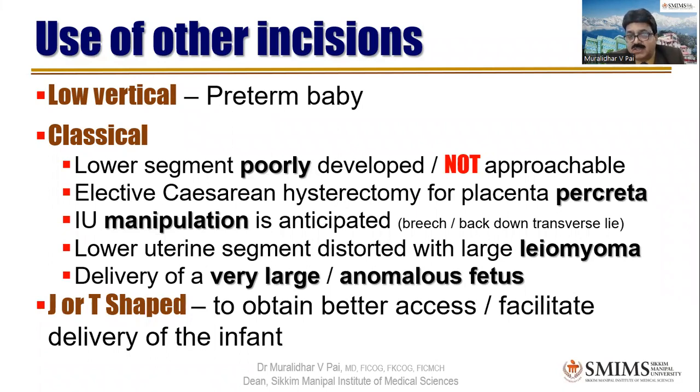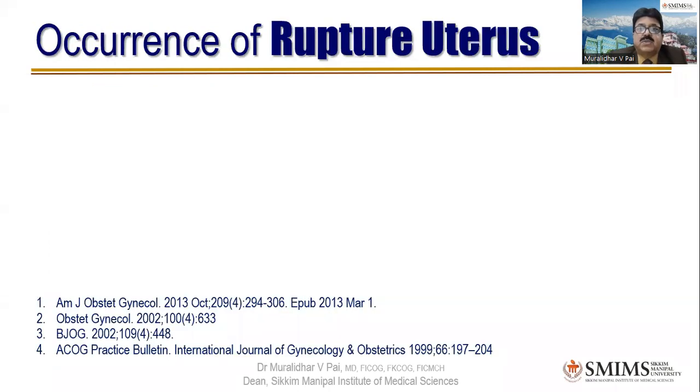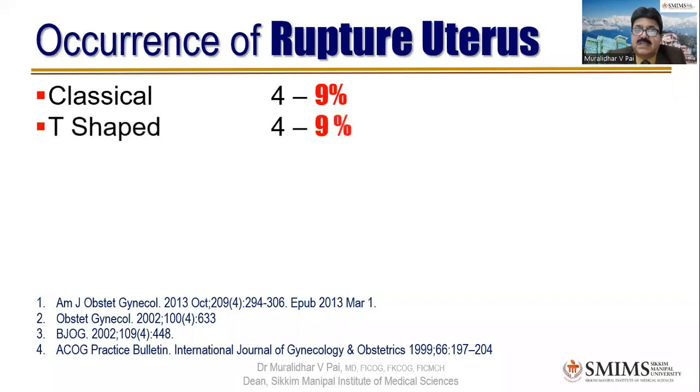These are all desperate incisions. You have put a transverse incision and suddenly you realize at the time of delivery of the baby that it is not possible. So you go for a J-shaped first, but sometimes you don't know where exactly to put the incision. Desperately, wherever is possible, you put it, and after the delivery of the baby, you realize you have put an inverted T-shaped incision. So the occurrence of rupture of uterus with classical is 4 to 9%. It is very, very high. Inverted T is as bad. In fact, according to me, it is worse. Again, that is 4 to 9%.